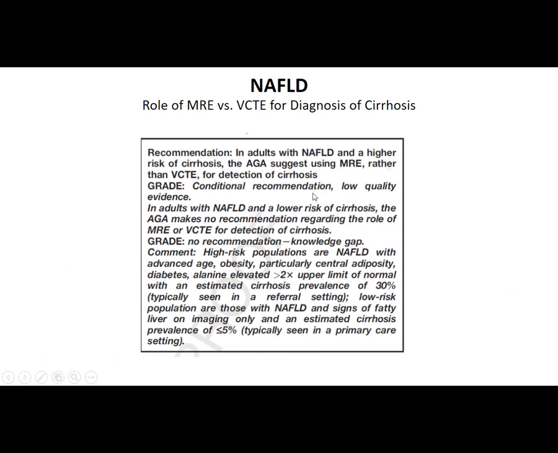So in adults with NAFLD and a higher risk of cirrhosis, the AGA suggests using MRE rather than VCTE for the detection of cirrhosis. This is a conditional recommendation with low quality evidence. In patients with NAFLD and a lower risk of cirrhosis, the AGA makes no recommendation regarding this. There's no recommendation, knowledge gap here. Now, high risk populations with NAFLD: diabetes, advanced age, obesity, central adiposity, AST, ALT more than twice the upper limit of normal, with an estimated cirrhosis prevalence of 30%. This is versus the low risk population, less than 5%.